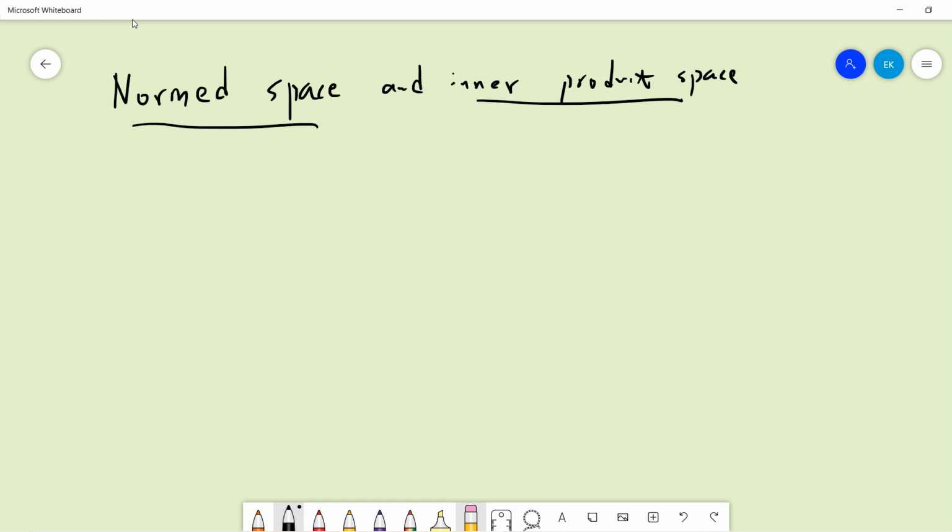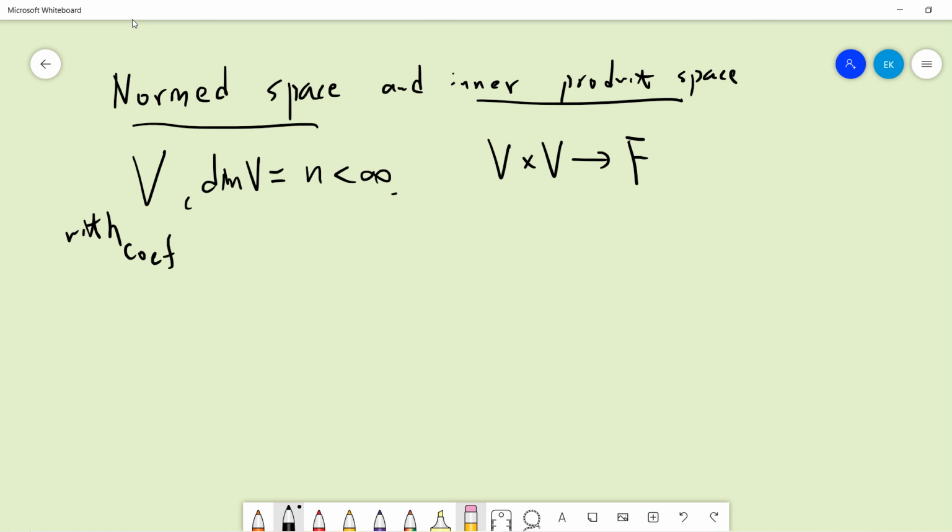Okay. So let's say you have a vector space V, and in this video we focus only on the finite dimensional case, but you can do the infinite dimensional as well. So the dimension of V is n, which is finite. And the inner product space means that you have V cross V going to F, not V cross V going to V, right? So you have a vector space with some coefficient field F. Usually in undergraduate courses people only use the real numbers and C, but actually it can be any coefficient field.